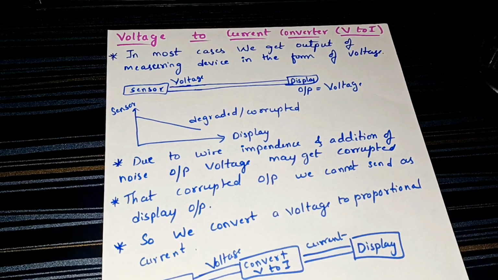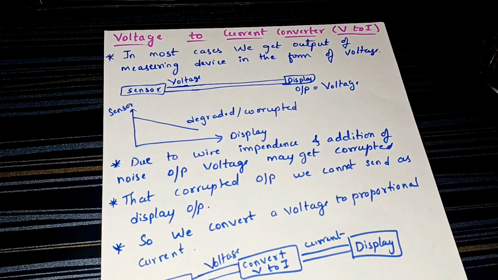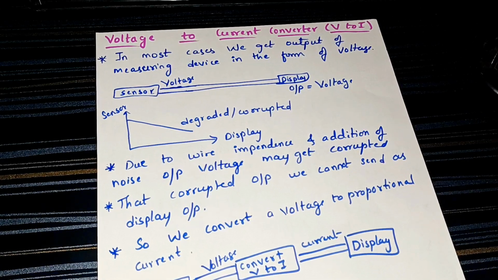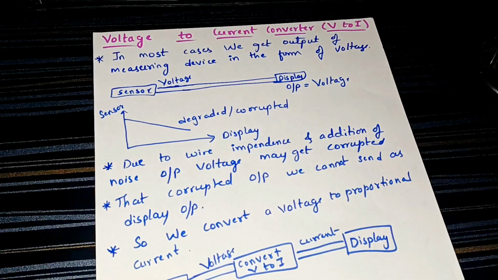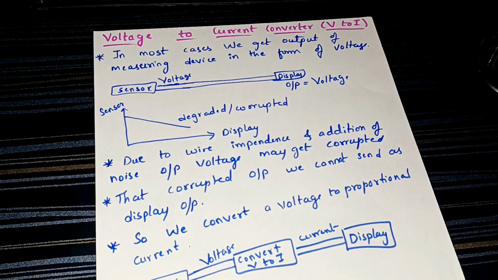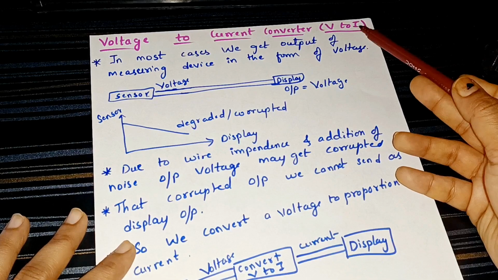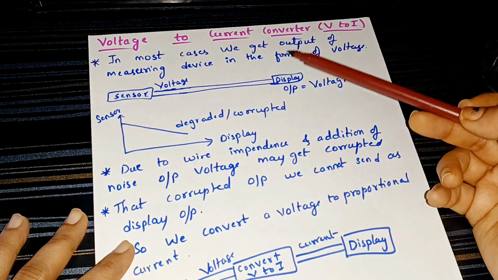Hello everyone, in today's video we are discussing the voltage to current converter. We use the voltage to current converter whenever some device requires the output in current only, but our device is giving voltage. In most cases, as we know, the measuring device gives output in the form of voltage, so we need output in current. At that time we use this conversion method.